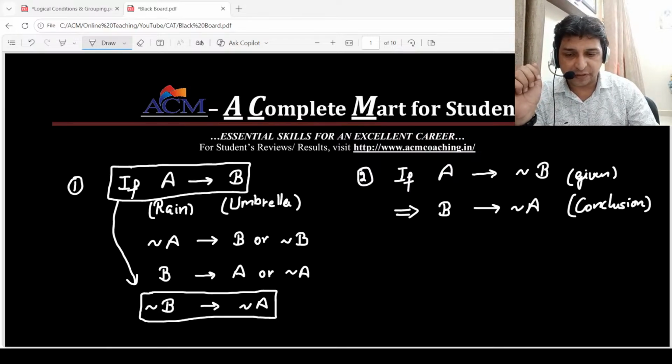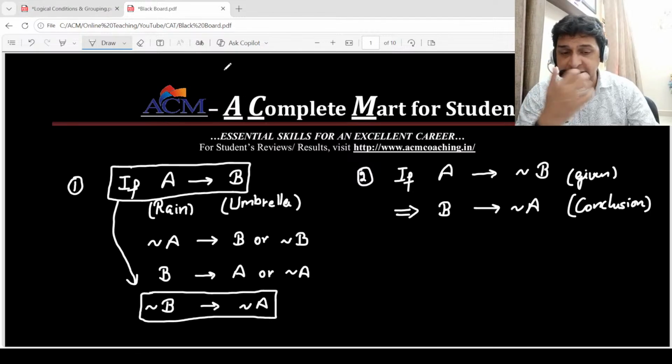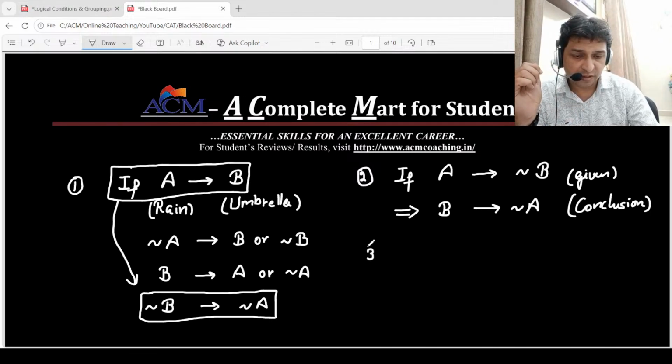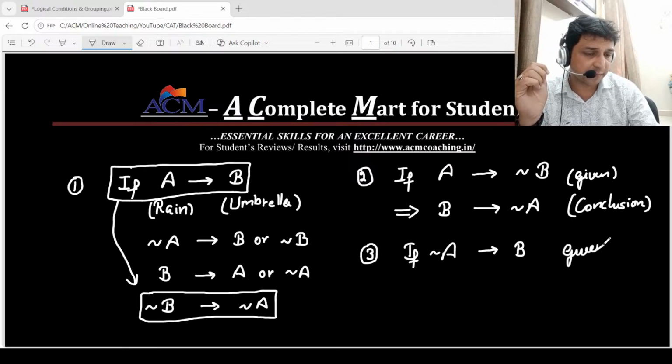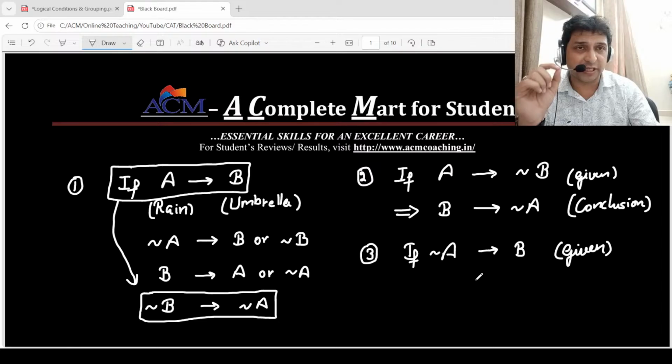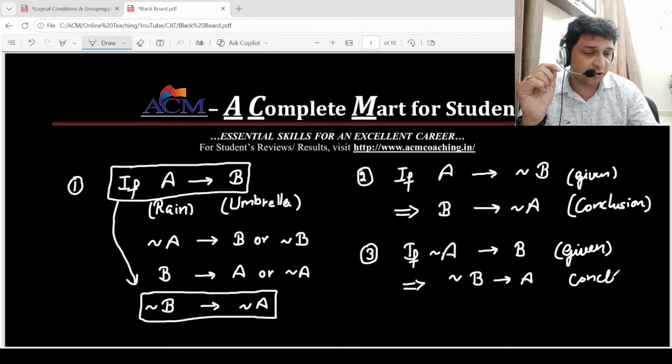Now let's look at example number three. For that, let's see rule number three also. Rule number three says, if A does not happen, if A will not occur, that means B will occur. This is given to us. Now the conclusion comes out to be that if B does not occur, that means A will occur. That is the conclusion we're going to have.